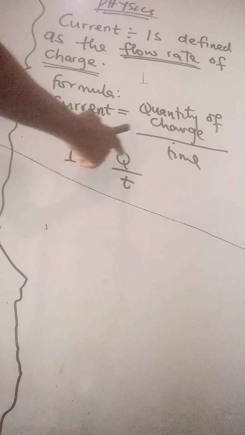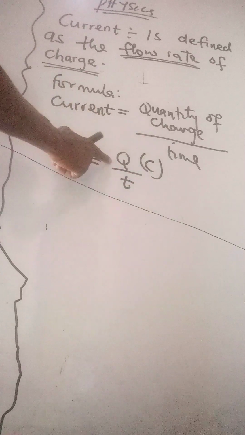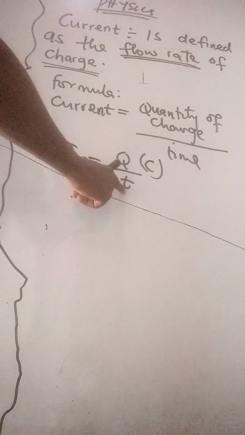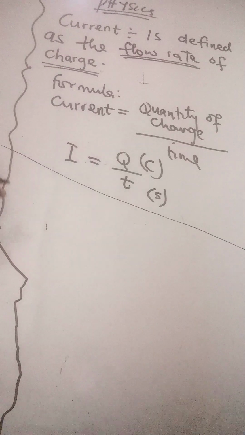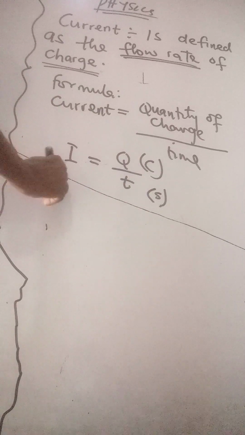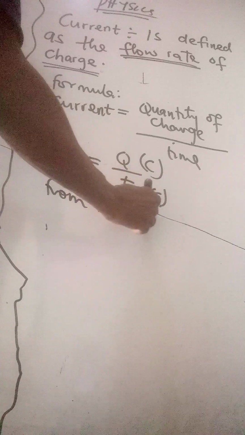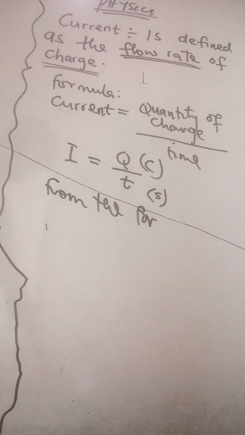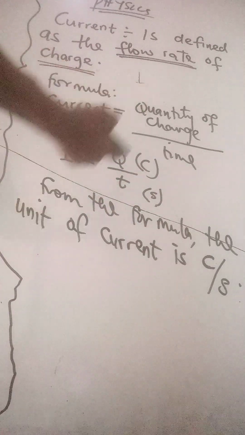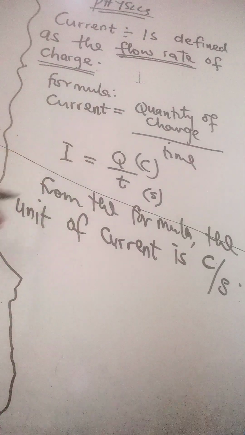Do not forget, quantity of charge is in coulombs. That is the unit of quantity of charge. And the unit of time is what? Seconds. That means we can infer from the formula that the unit of current is coulombs per second.